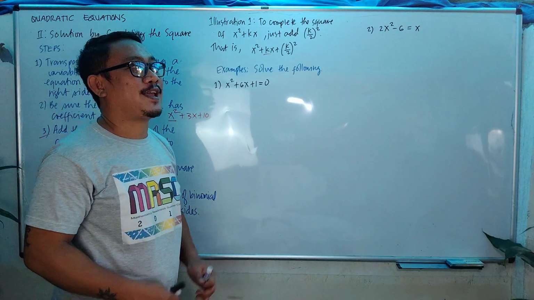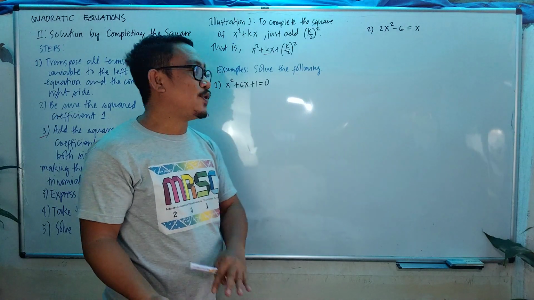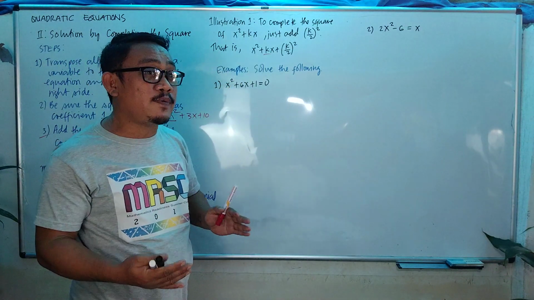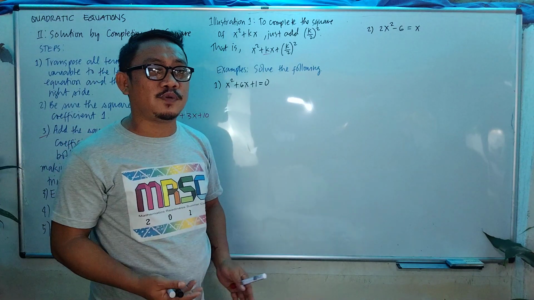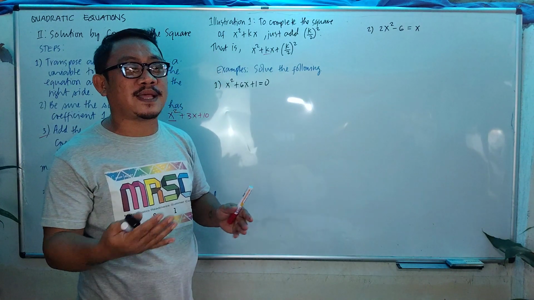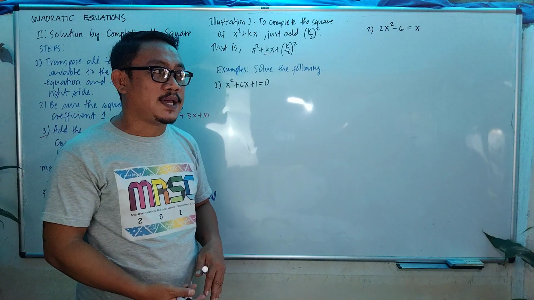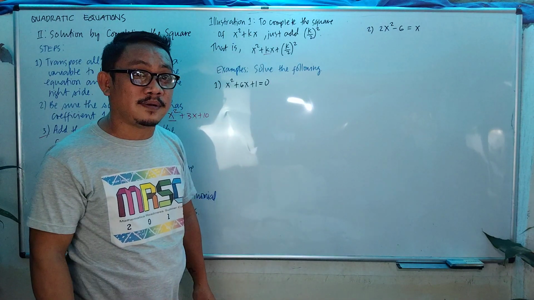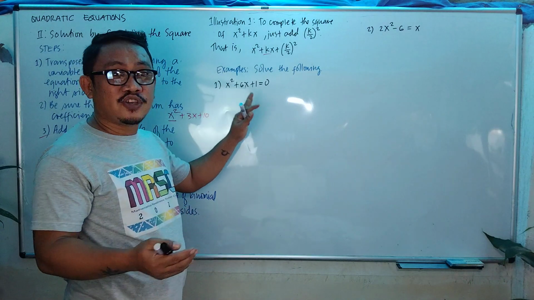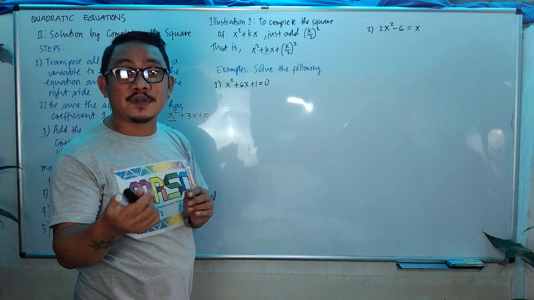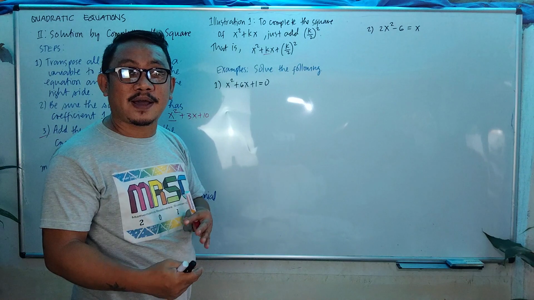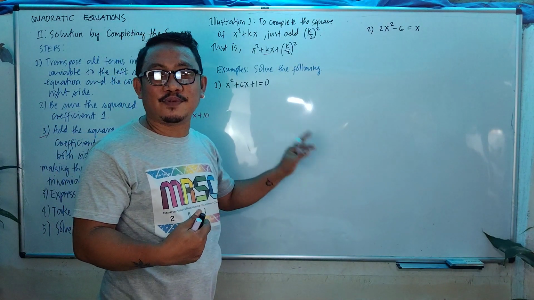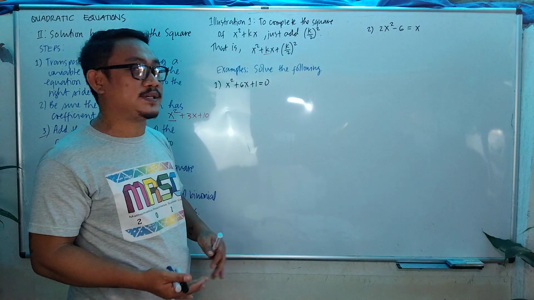So, we're excited. Let us now solve example number 1. Solve by completing the square. By the way, class, this can be solved using any method. Later we will review all the methods in solving quadratic equations, and you can use any of them. Completing the square is usually used in differential calculus topics and in analytic geometry.